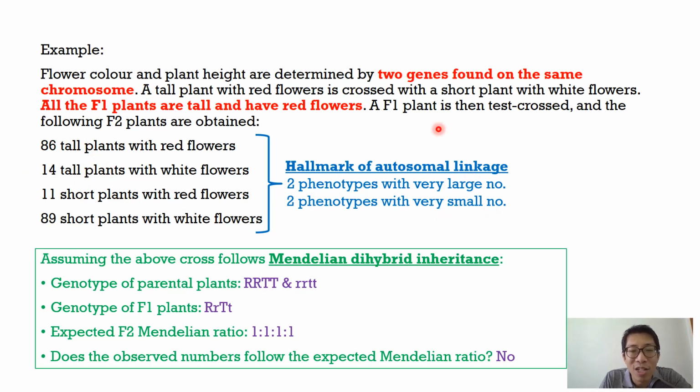So even if I don't give you the first sentence here, telling you that the two genes are found on the same chromosome, you should also know that this certainly cannot be the normal Mendelian dihybrid, that the two genes cannot be found on separate chromosomes. Okay? Right, so again, this is a very telltale clue to tell you that this is autosomal linkage.